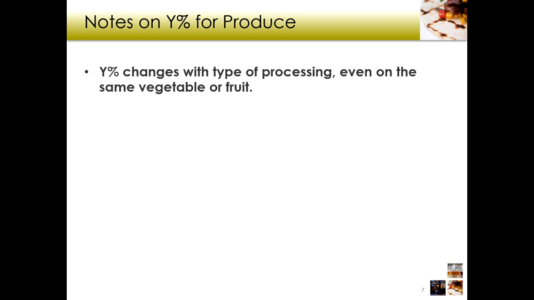Think back to soup and veg, when you had to turn carrots. I know you all hated doing it because it's very frustrating getting them all identical and perfect. But there's a lot more waste of the carrot when you're turning them versus when you're doing a small dice, right? So your yield percentage is going to change depending on how you process that yield, right?